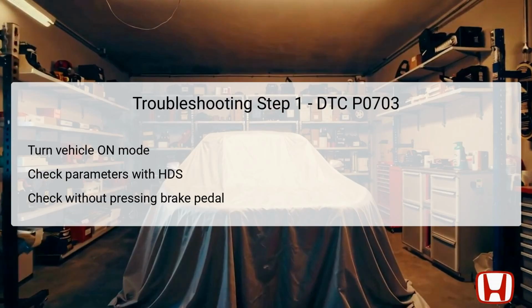In the first troubleshooting step for DTC P0703, begin by turning the vehicle's ignition to the on mode. Next, utilize the Honda Diagnostic System, HDS, to check the parameters related to the brake pedal position switch without pressing the brake pedal. The expected signal status should indicate conditions like close for both the cruise brake switch and the idle stop switch. If the current conditions of the signal match the expected thresholds, you proceed to step 7.